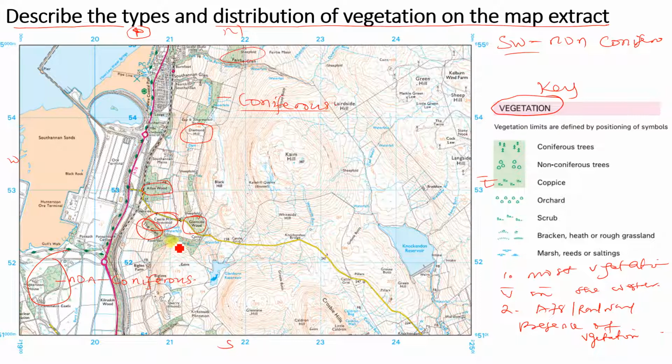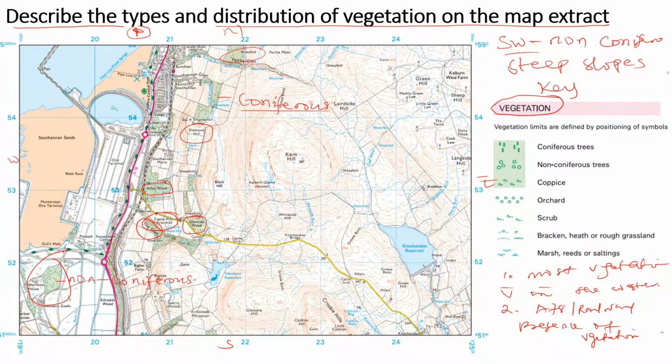Now, another thing is, if you look at the vegetation, they are also around steep slopes. So always try to remember your slope, very important. So they are around steep slopes. That's it. This is all.